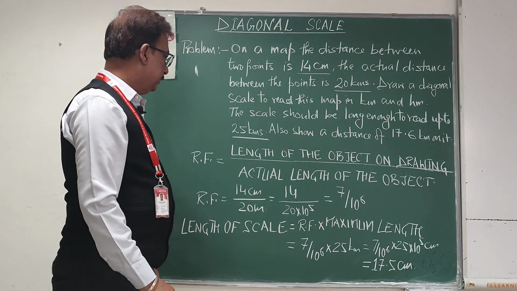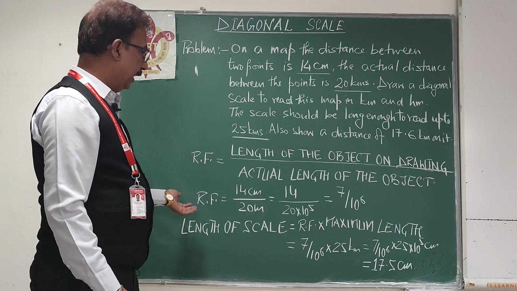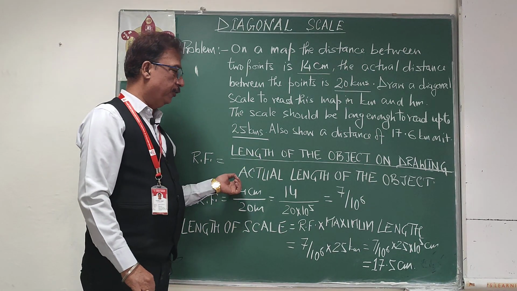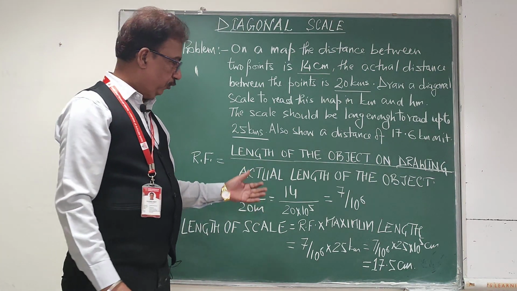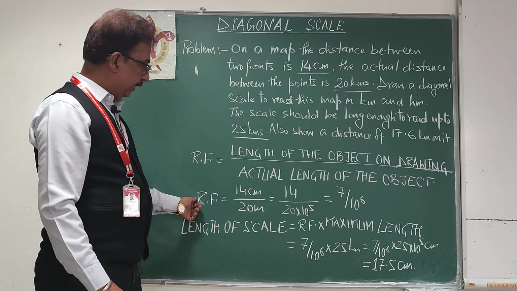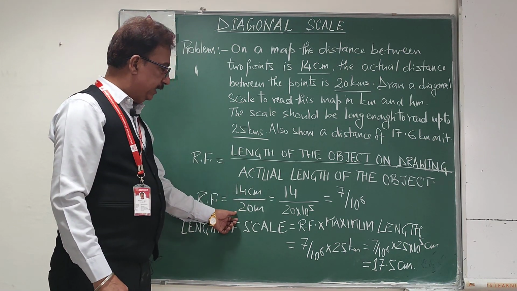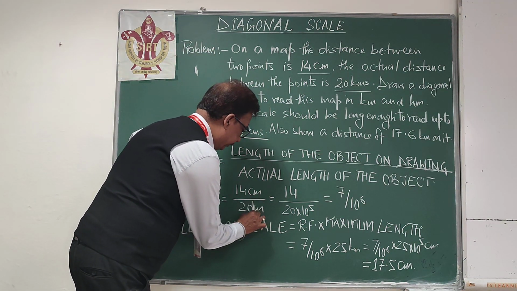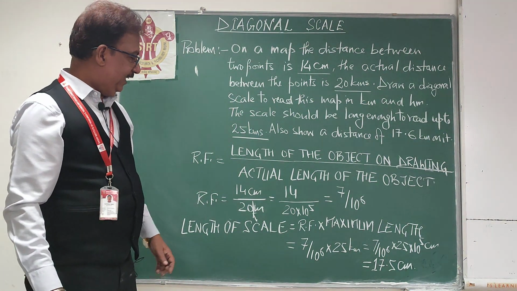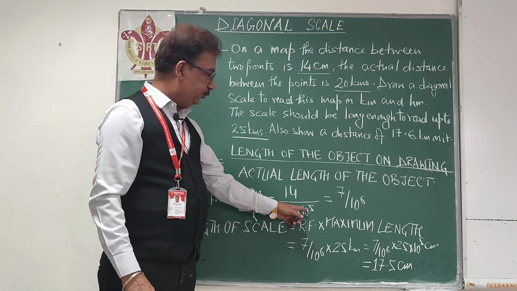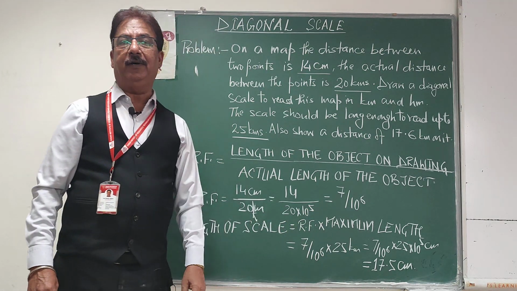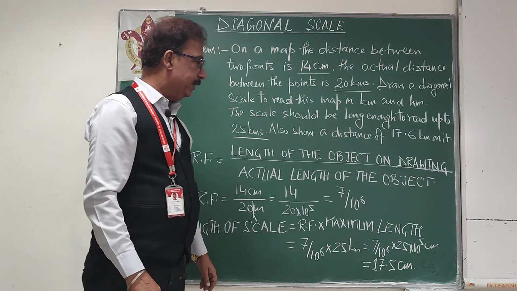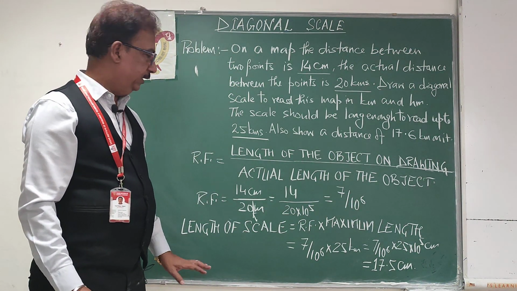So if you look at this problem, again we are going to find the RF initially. As you know that RF will be equal to length of the object on the drawing upon actual length of the object. So I am using the same formula. So RF for this scale will be 14 centimeter divided by 20 kilometer. If we convert this 20 kilometer into centimeter, that is 20 into 10 to the power 5 centimeter. Centimeter will cancel out. So finally we get the RF, that is 7 upon 10 to the power 6.